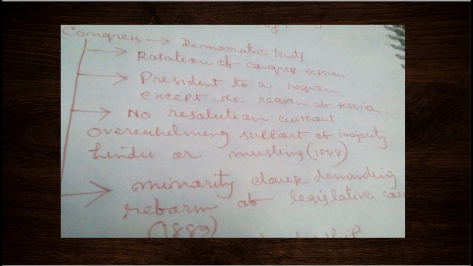The rotation of the Congress session, the president from a region other than the session's region, no resolution without overwhelming support of the majority of Hindus or Muslims, and the minority clause demanding reform of the legislative council: these are some democratic tenets which Congress adopted in its initial period. Especially the last two characters, no resolution without overwhelming support of the majority of Hindus or Muslims and the minority clause demanding reform of the legislative council, are important.